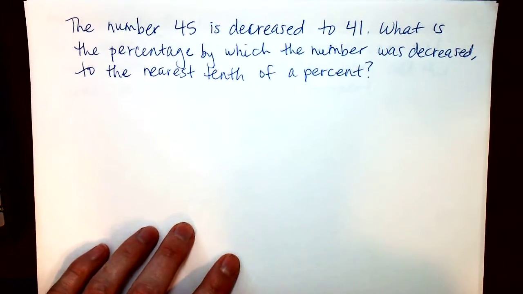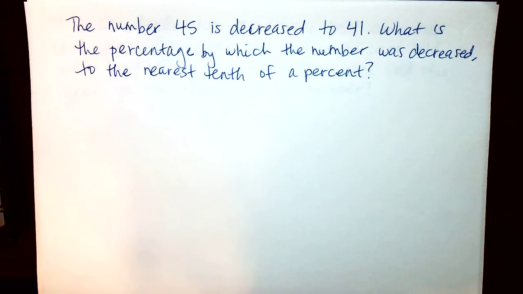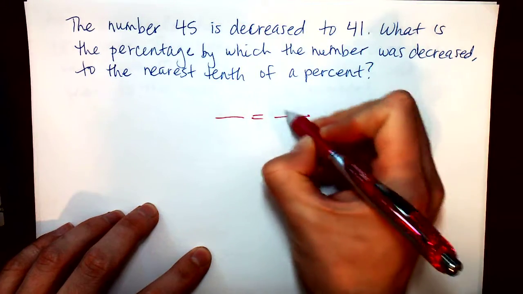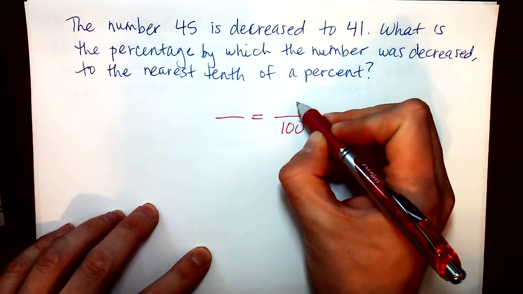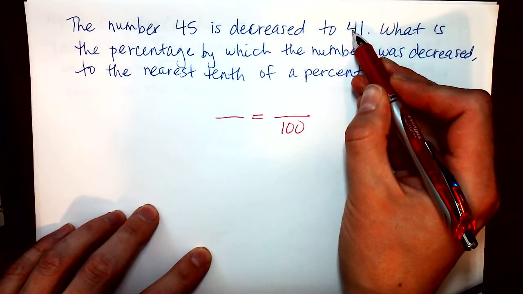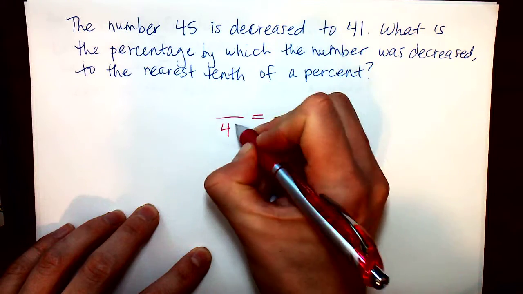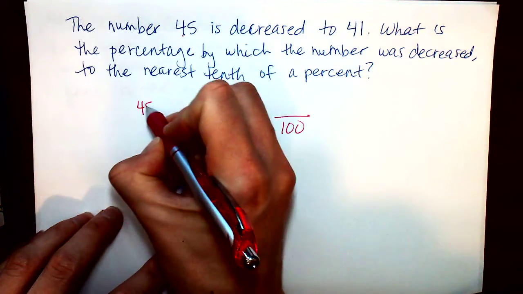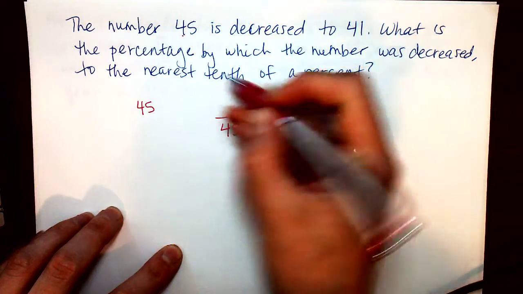The next type of problem is going to be like the percent increase or decrease level 3 problems. The number 45 is decreased to 41. What is the percentage by which the number was decreased? So in this one, we don't know the percent, so that's a blank. We know that 45 is the starting number, so whatever we start with this number, and it's decreased to 41. So the number up here is the amount that it's changed by.